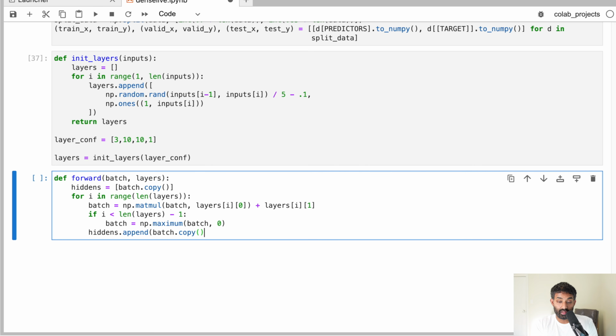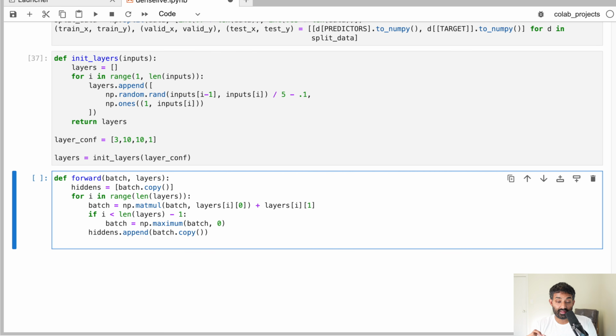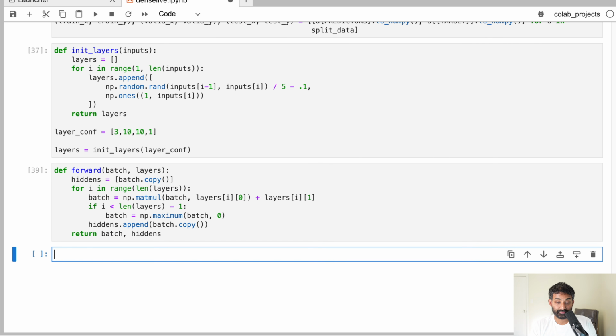Okay. And then we'll go ahead and append the inputs to each layer, which is the same as the outputs of each layer, to our hiddens list. And we'll go ahead and return our outputs. So at the very end, batch will just be one value at each row. It'll be our prediction, and we'll return our hiddens. So that's our forward pass.